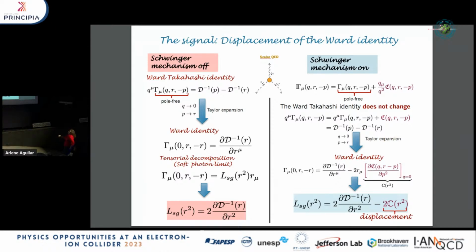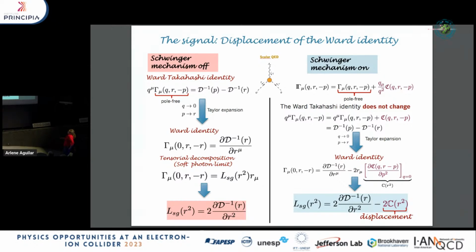This is done in the scalar QED case, just to show you in a simple way how this works. This is a projection of the form factor in the soft gluon limit. Usually lattice can have access in normal QCD. When the Schwinger mechanism is on, I have a pole-free part and a pole part. When I write the Ward-Takahashi identity, I have the displacement. So I have this correction here.